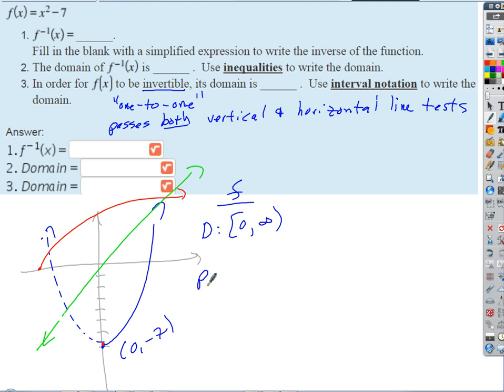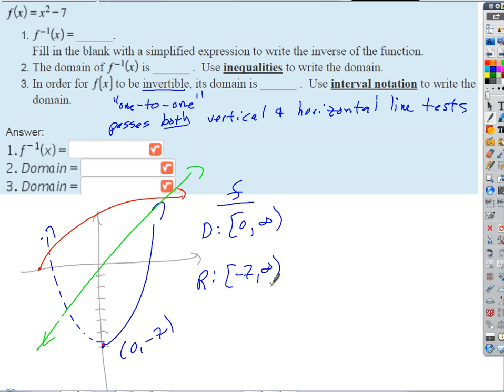What's the range going to be? What are the y values? Is there a lowest or a highest y value? Yeah. There is. What's the lowest y value? Okay, so then it's going to be everything above -7, right? Okay, so there's the domain. Does that make sense based on our sketch?